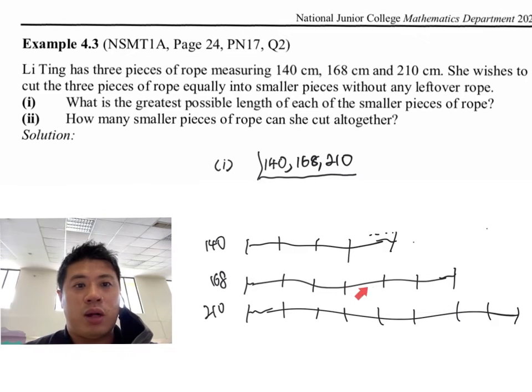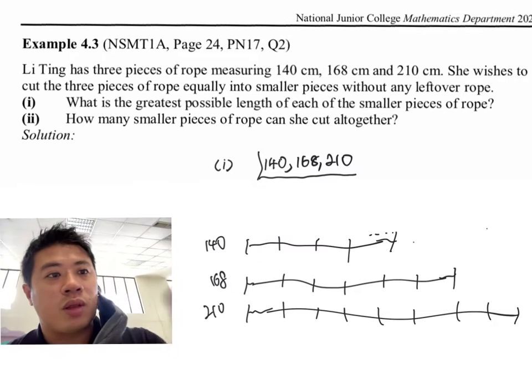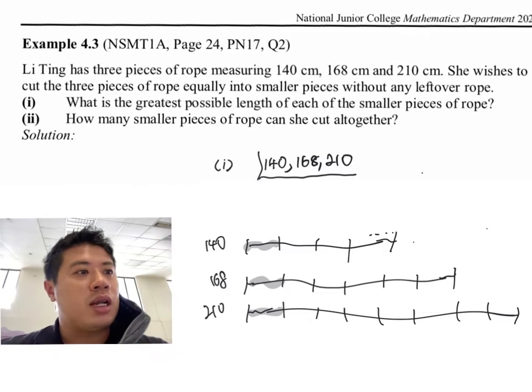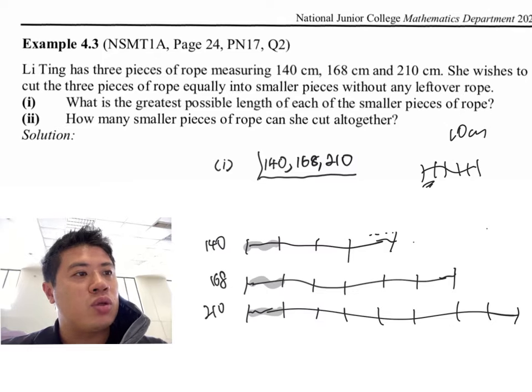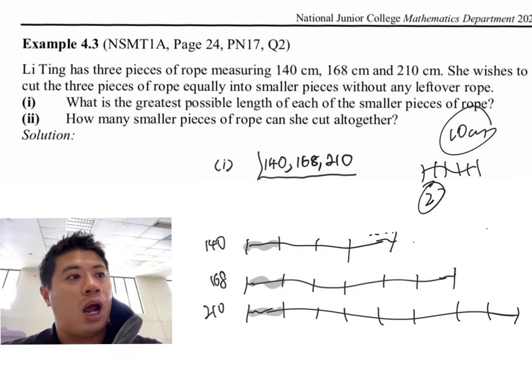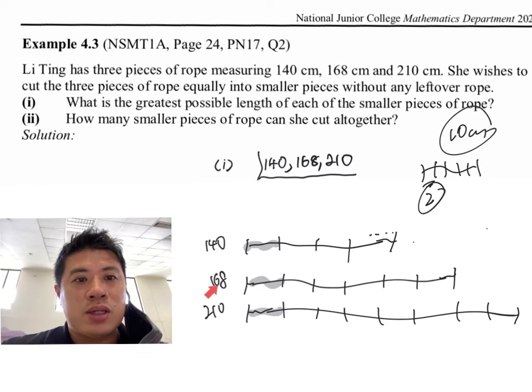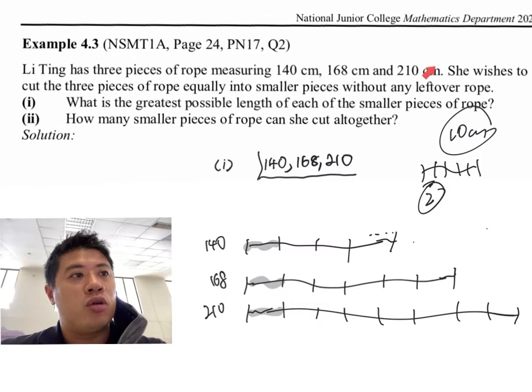What does this mean? Number one, the dimension, in a way, 140 must be divisible, correct? For example, if I have 10 cm, I cut into 2 cm, 2 cm, 2 cm, 2 cm. You can see that 10 is divisible by 2, and then I will have no leftover. So that's the same. The dimension of the rope that you are cutting must be a factor of 140, of 168, of 210, because if it's not a factor, there will be leftover rope. And the question says that we do not want leftover rope.